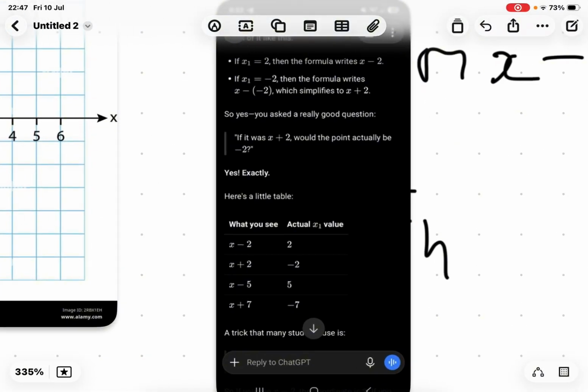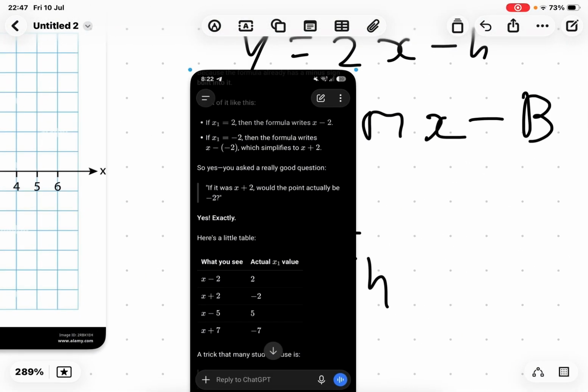So, I asked ChatGPT to explain what the gradient does, because at the moment I didn't quite understand it.